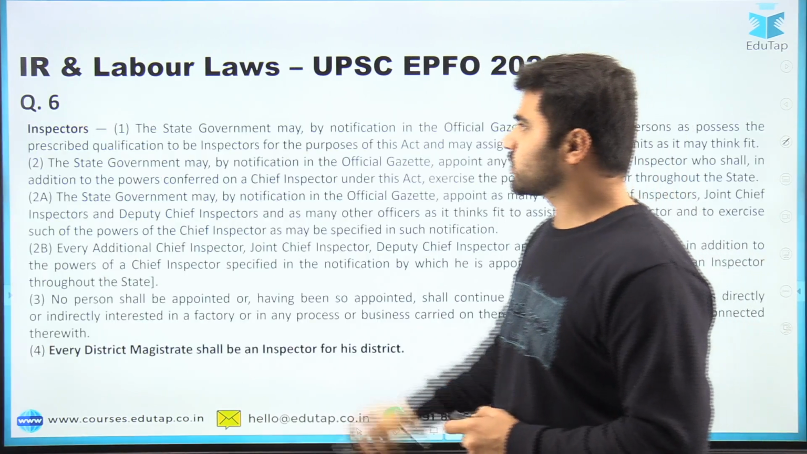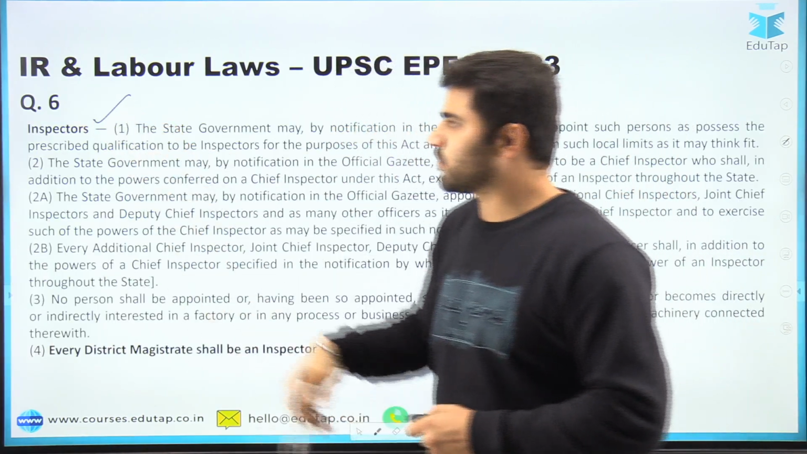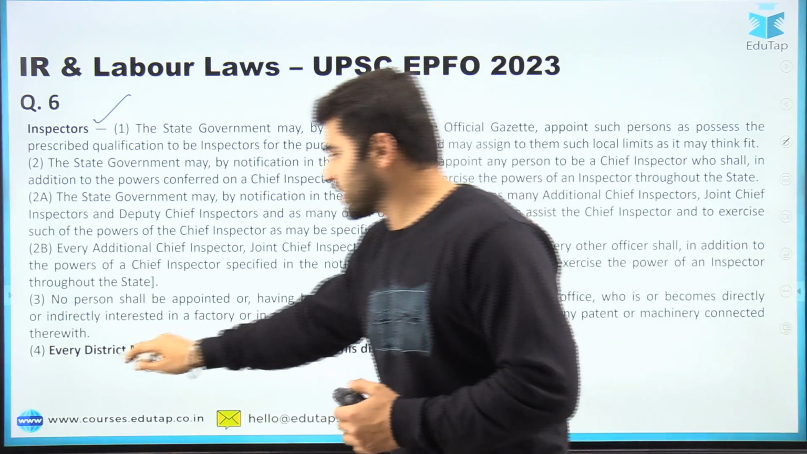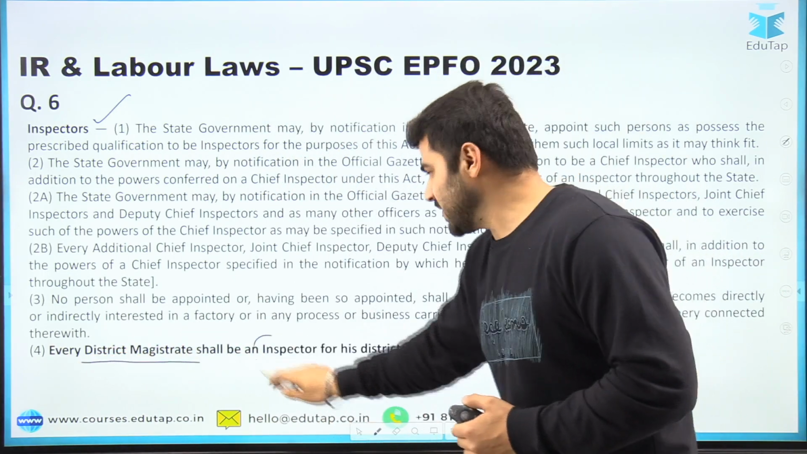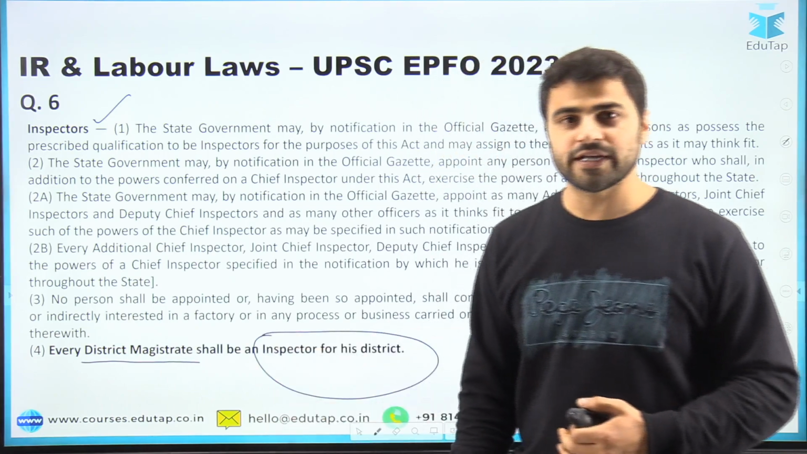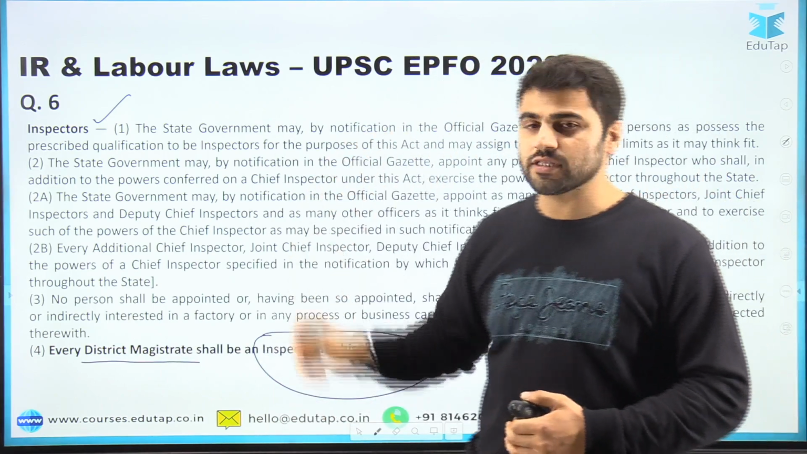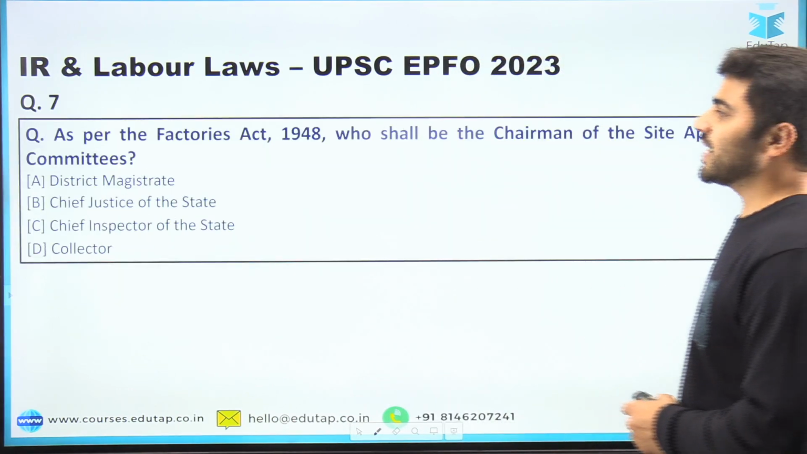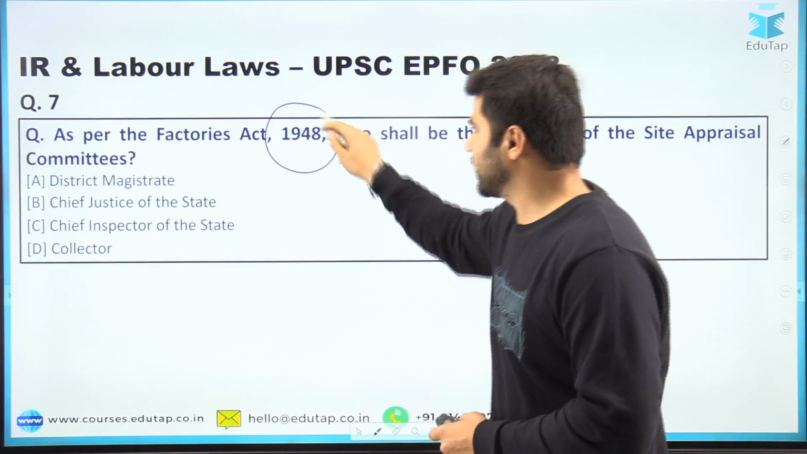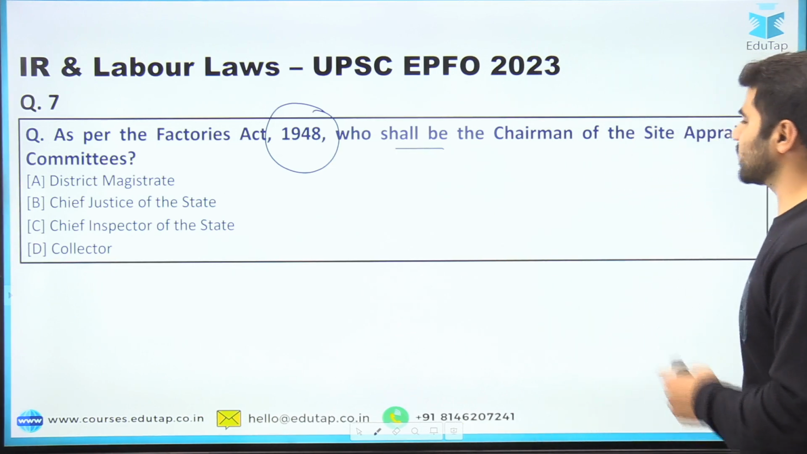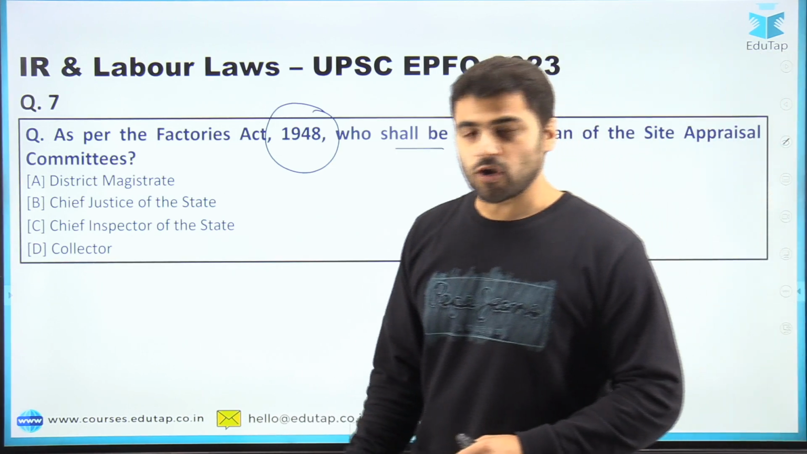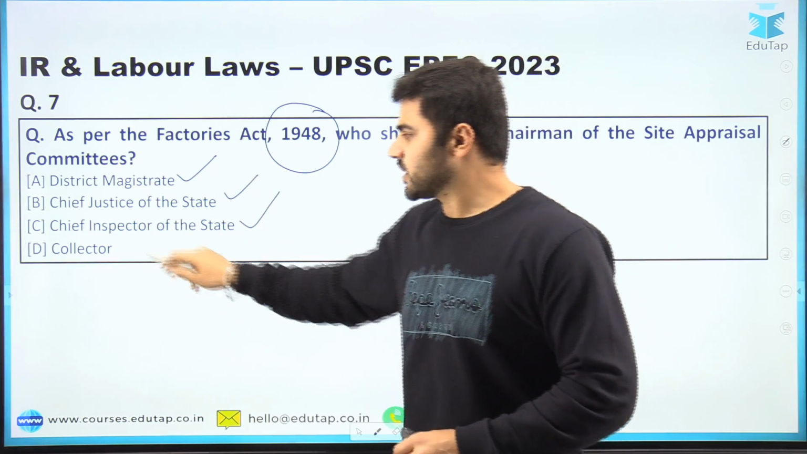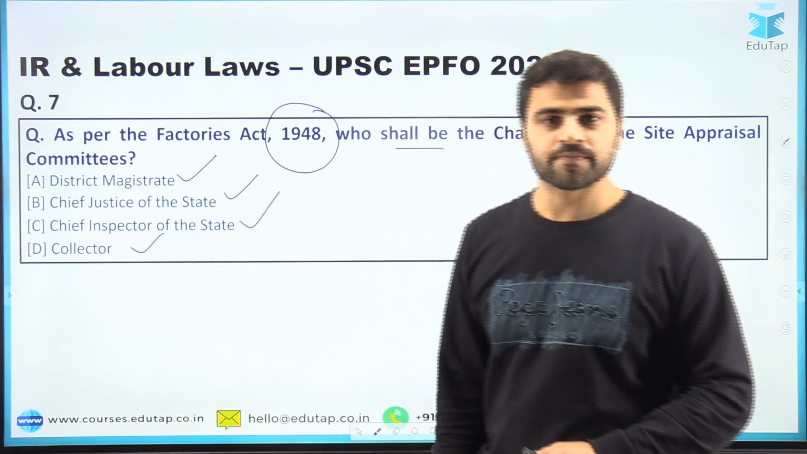If I talk about the explanation, here you can read about the provision with respect to the inspector given in the Factories Act. Here you will read that every district magistrate shall be an inspector for his district, right? So this provision is specifically mentioned in the Factories Act itself. Question number 7th is, as per the Factories Act 1948, who shall be the chairman of the site appraisal committees? Your options are district magistrate, chief justice of the state, chief inspector of the state, or collector of a district.